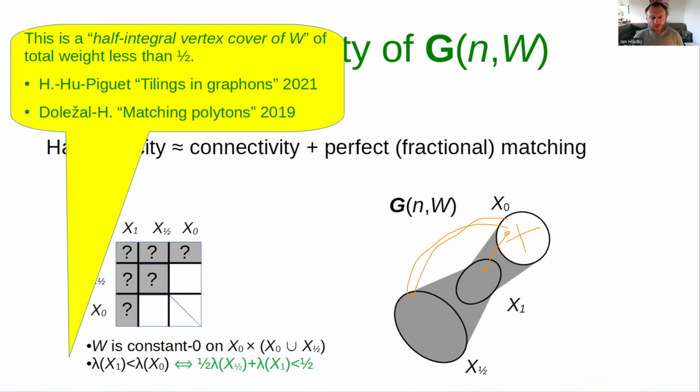What is missing from the connectivity conditions is essentially a requirement for the existence of a perfect fractional matching. So now, as an audience who are, I guess, more familiar with random graphs and extremal graph theory, I will go a bit slower about this sort of LP duality and combinatorial optimization business that is involved.